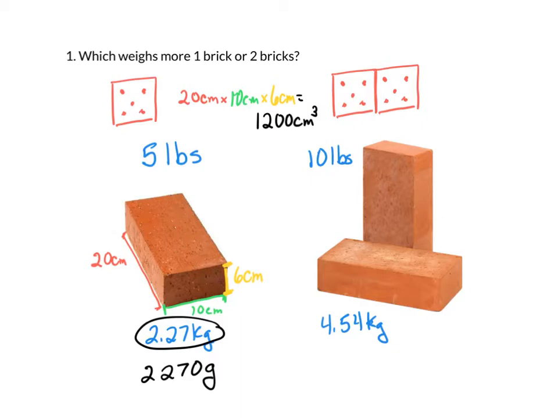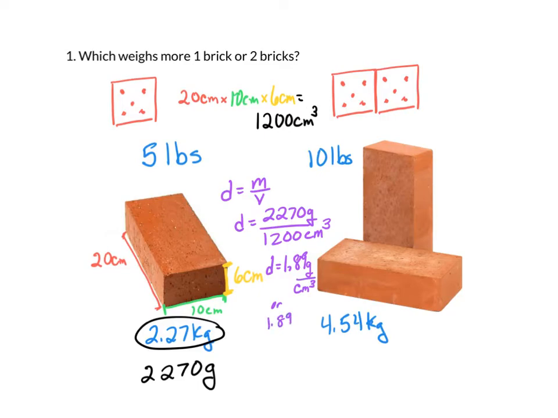The density is the mass divided by the volume. The mass in this case was 2,270 grams. The volume was 1,200 cubic centimeters. When you take 2,270 and divide it by 1,200, you'll get the answer of 1.89. Now the units are still going to be grams on top, cubic centimeters on the bottom, and that would be the same as grams over milliliters, but we found it as grams over cubic centimeters.